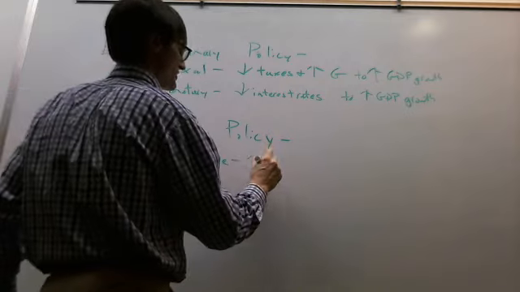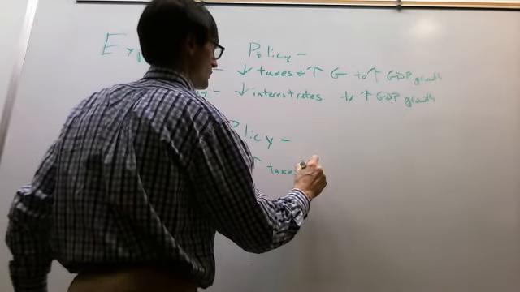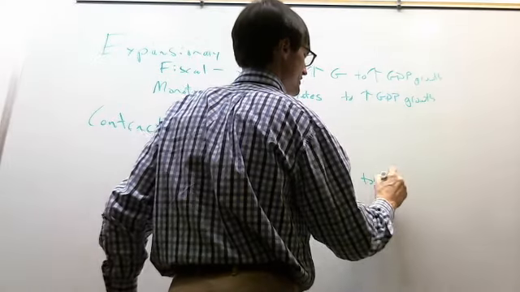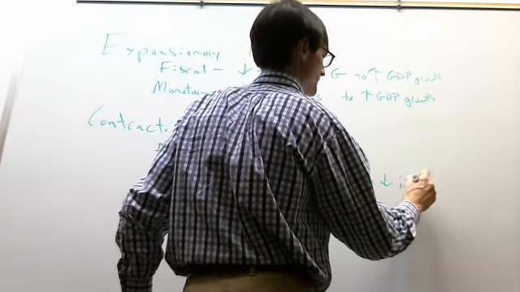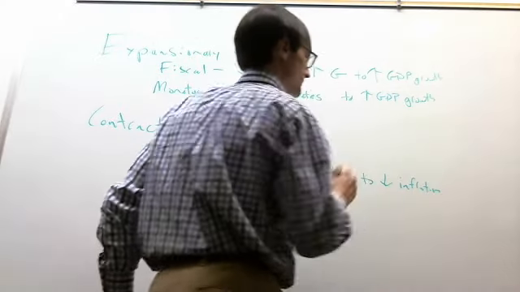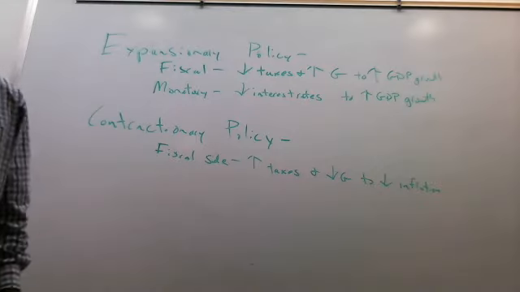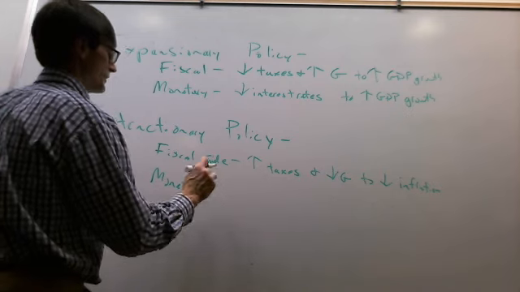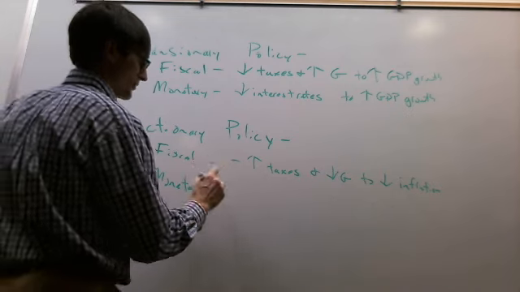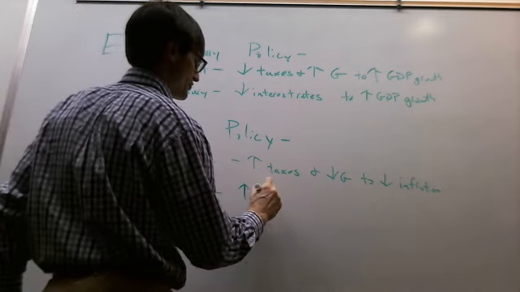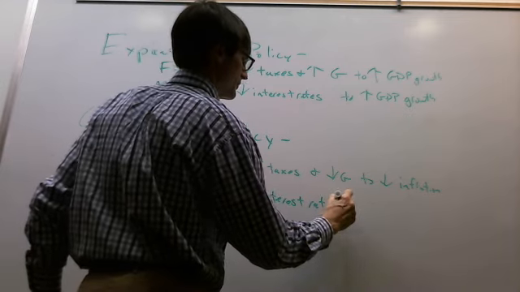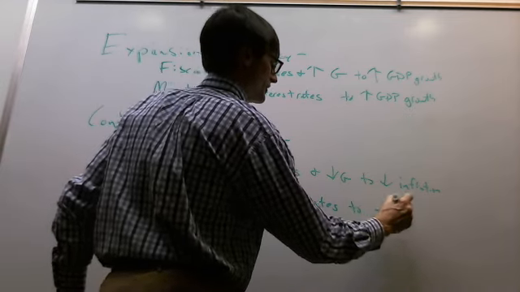Contractionary policy, then, on the fiscal side, you would want to increase taxes and decrease government spending to decrease inflation. And on the monetary side, you want to increase interest rates to decrease inflation.